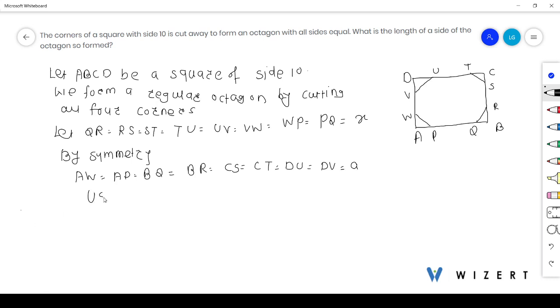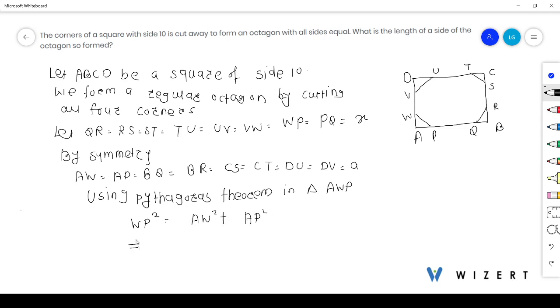Now, using Pythagoras theorem, in triangle AWP, WP square equals AW square plus AP square. That is X square equals A square plus A square. So, X equals root 2 A.